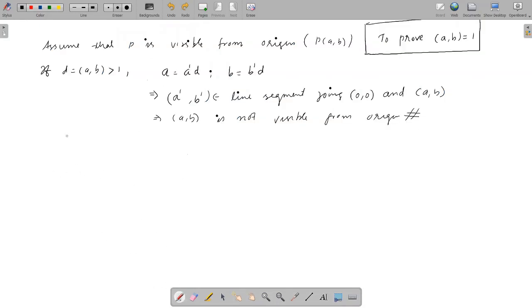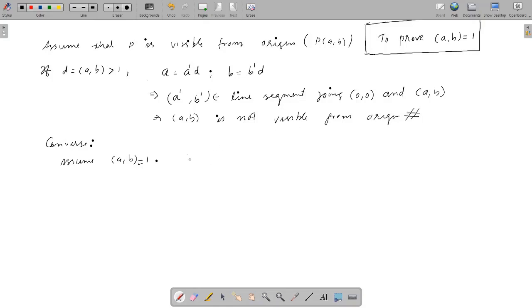For the converse part, we assume GCD of A comma B is equal to 1, and we need to prove that AB is mutually visible from origin. Okay? So for that, we will show that there is no other lattice point that lies on the line segment joining 0 0 and AB.